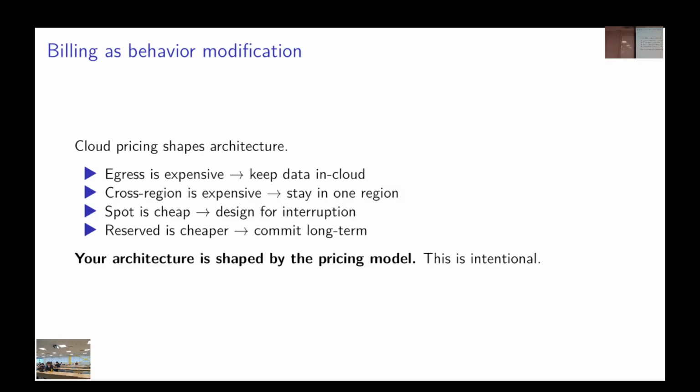Cross-region is expensive, so people tend to stay in one region. Spot is cheap. You can design for interruption. Reserve is cheaper, so if you know that you're going to be doing this for a year, you can just reserve for a one-year term, and you're going to get a cheaper price on it. Each of those things is built to improve engagement and to lock you into the vendor.